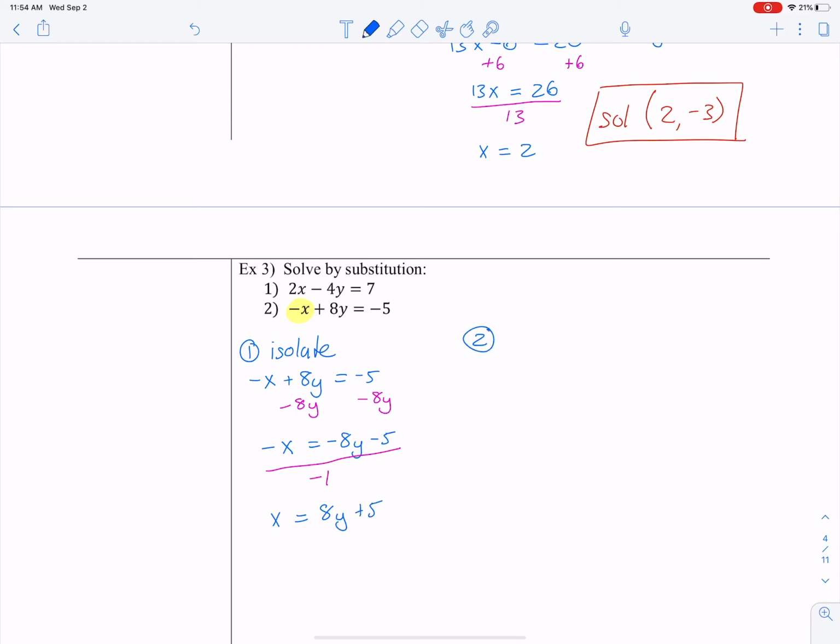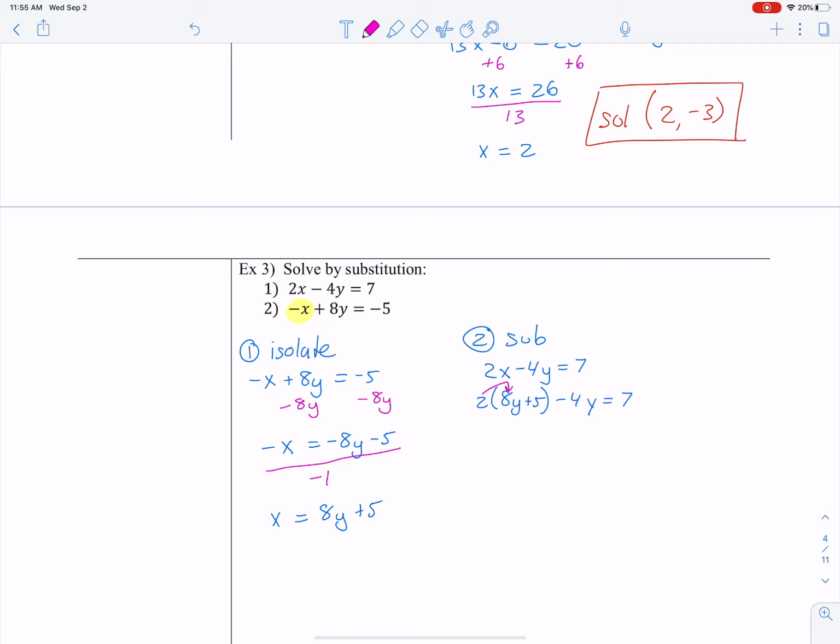Okay, my step 2 is substitute. So I'm going to take the other equation that does not have highlighting, 2x minus 4y is equal to 7. And this expression is going to go in where the x is. 8y plus 5 minus 4y is equal to 7. So if you want to try this right now, you can pause and give this a try and see if you get the same answer as me.